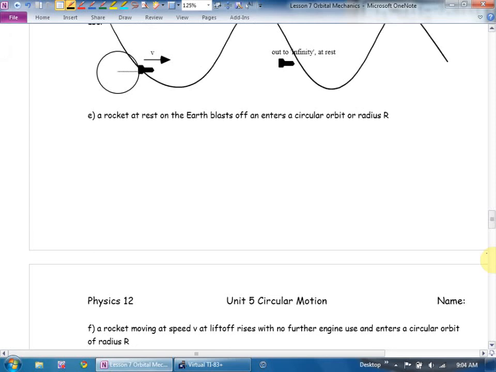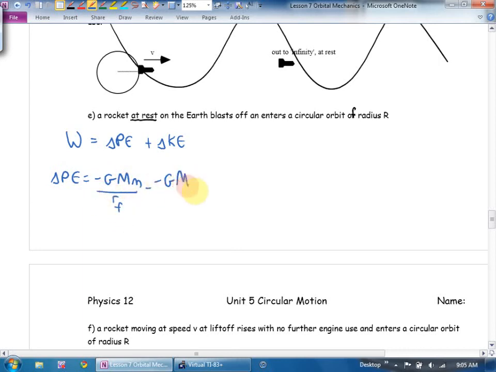A rocket at rest on the Earth blasts off and enters a circular orbit of radius R. Sorry, typo. That's going to be work equals change in potential plus change in kinetic, where change in potential equals negative big G big M little m over R final minus negative big G big M little m over R initial, and where change in kinetic equals a half mv orbit squared. Remember how we found orbital velocity, orbital speed? Fg equals Fc, and away we go.